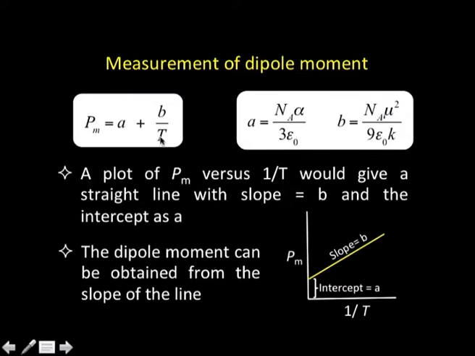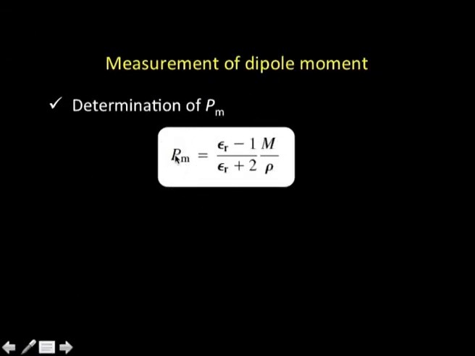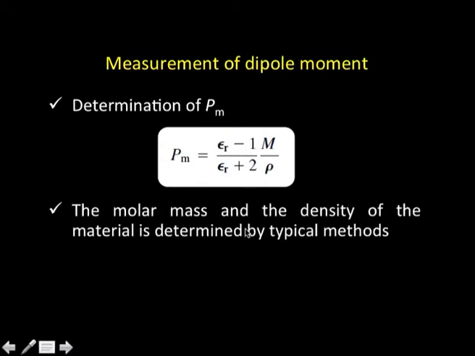Temperature is straightforward. To get Pm, let's look at this expression. You see that Pm is equal to (Er minus 1) into M, that is the molar mass, over (Er plus 2) into rho, that is the density here. So, to begin with, we use common, typical methods to determine the molar mass and the density of the material. This is very straightforward. There are a number of methods to do that.